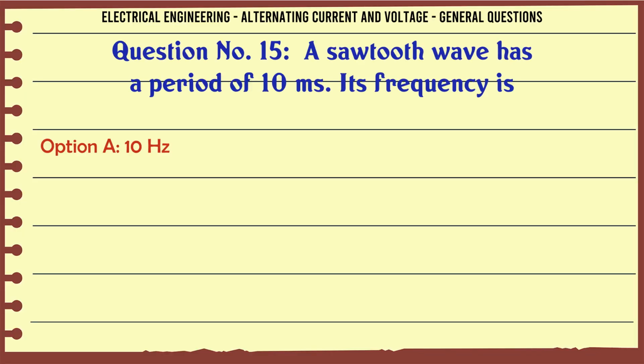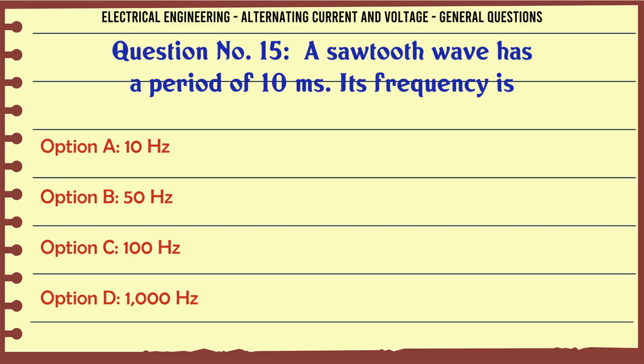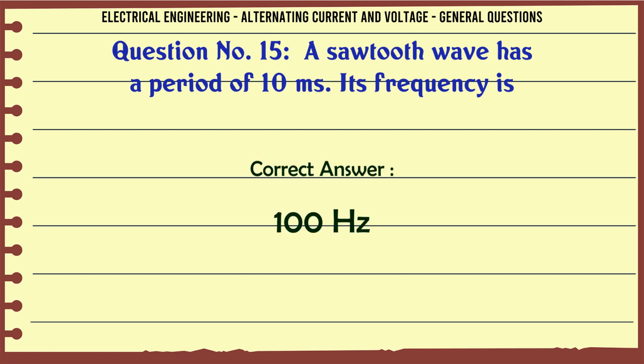A sawtooth wave has a period of 10 ms. Its frequency is A, 10 Hz, B, 50 Hz, C, 100 Hz, D, 1000 Hz. The correct answer is 100 Hz.